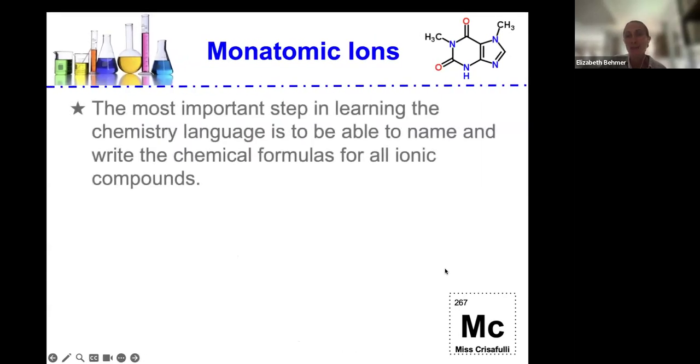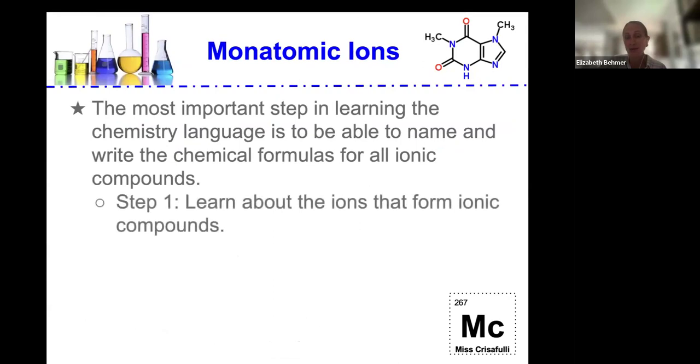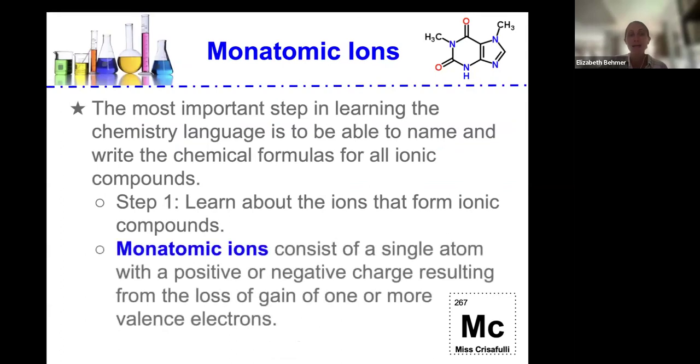The most important step in learning the chemistry language is to be able to name and write the chemical formulas for all ionic compounds. So step 1 will be to learn about the ions that form the ionic compounds. Monatomic ions will consist of a single atom with a positive or negative charge resulting from the loss or gain of one or more valence electrons.